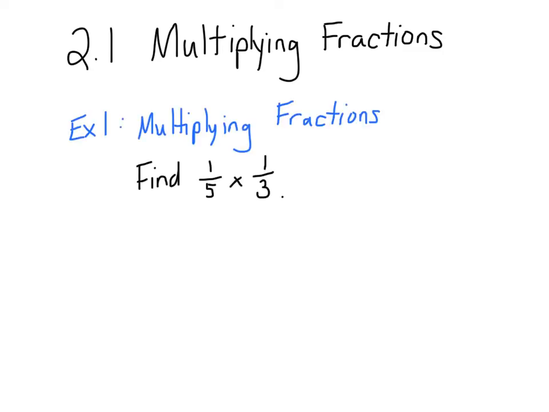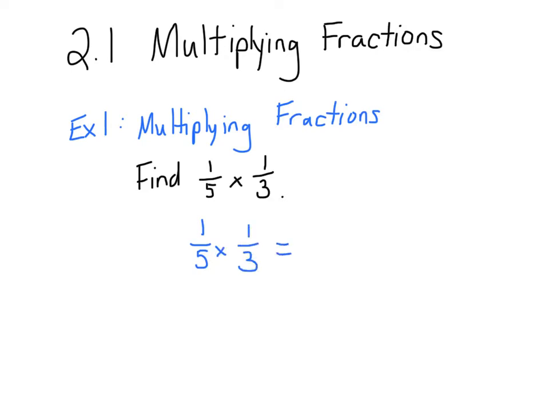For chapter 2.1, we're going to be multiplying fractions, and multiplying fractions is probably one of the easiest things we get to do with fractions. So in this first example, where they want us to find 1/5 times 1/3, all we're going to do is multiply our two numerators across, and then multiply our two denominators across, and then we'll check to see if there's any kind of simplifying that we have to do.